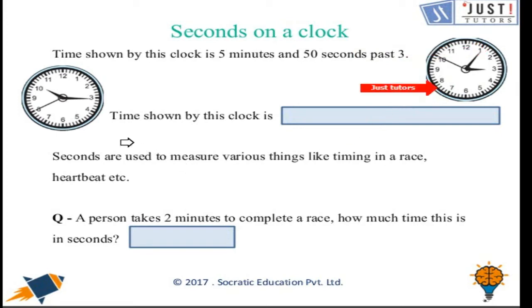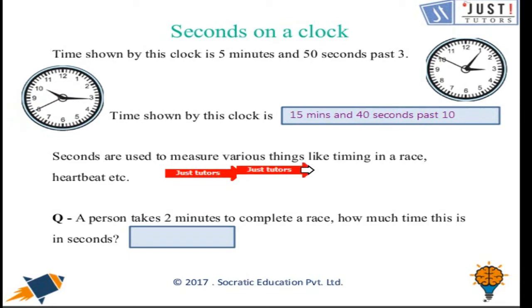So let's try to figure out the time shown by this clock. Take your time and let's give it a try. So that's 15 minutes and 40 seconds past 10. So that's the number of hours, that's the number of minutes, and that hand, the second hand, shows you the number of seconds. Seconds are used to measure various things, for example timing in a race, heartbeat, etc.